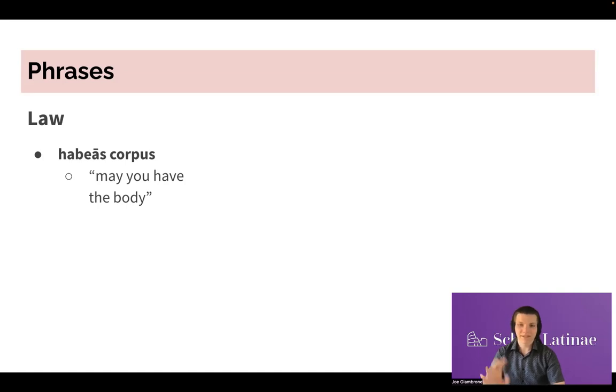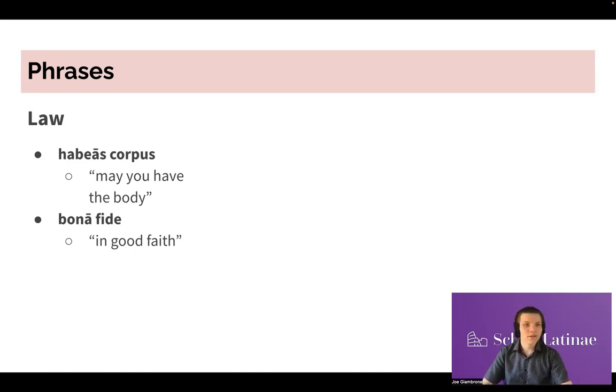Again, I do not have a law degree, but the next one is bona fide in Latin, or a lot of people say bona fide, and that just means in good faith. So, for example, if you're a bona fide lawyer, you know you're not trying to swindle your clients. You're acting with their best intentions at heart.